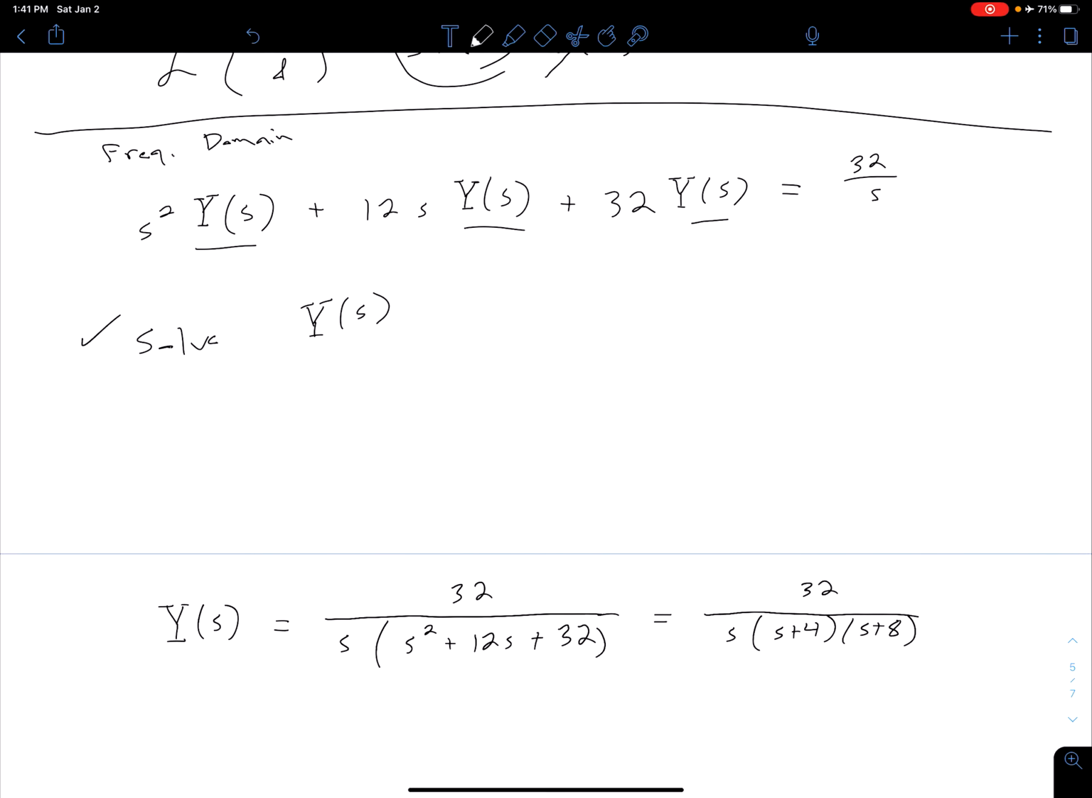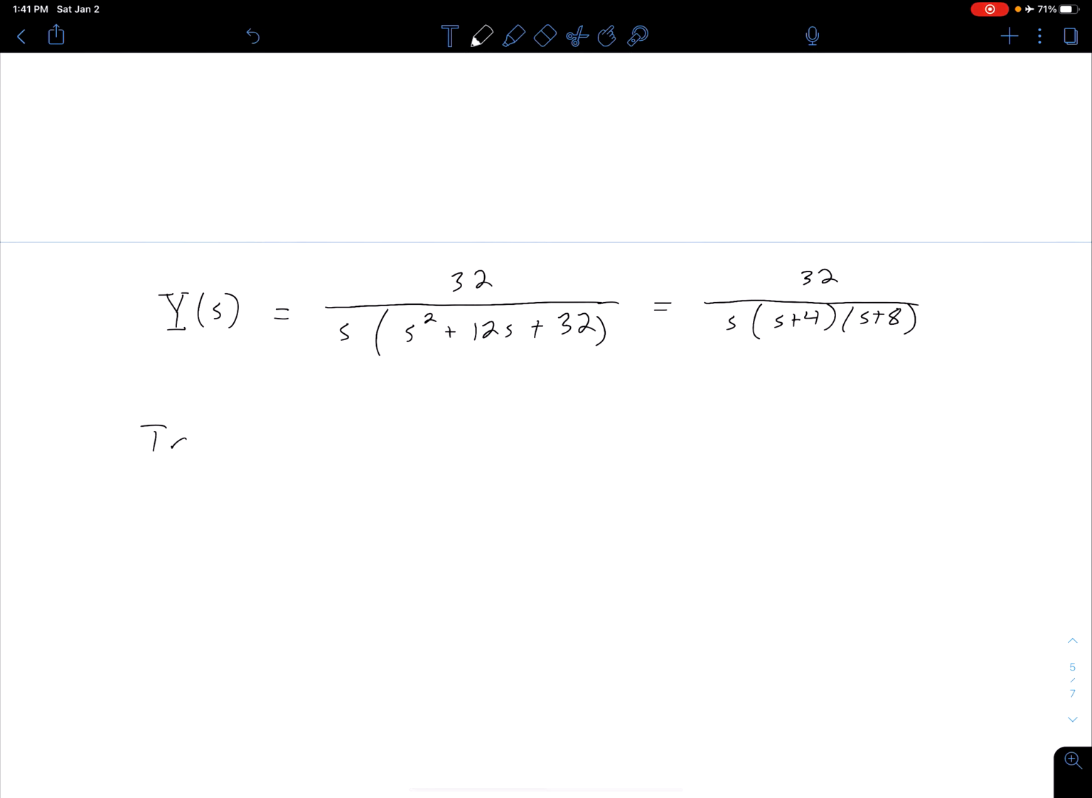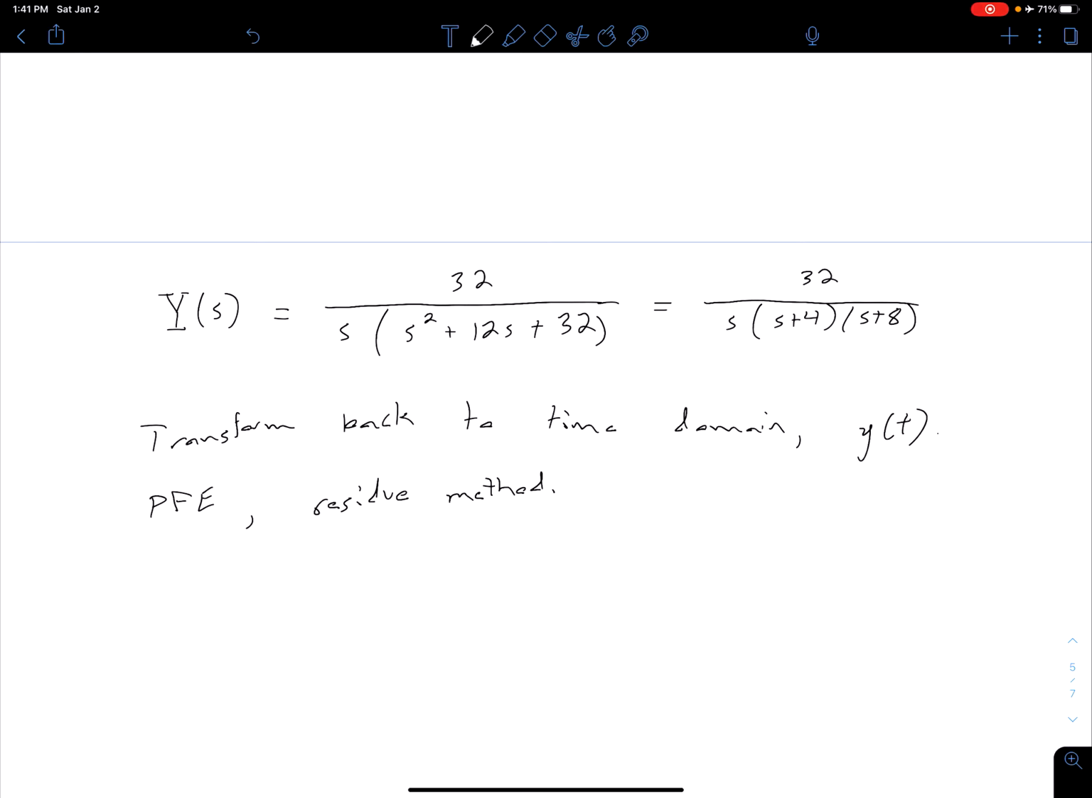So now what we want to do is we want to transform, so let me write this down here. We want to transform back to our time domain. That is, we want our y of t. And so remember, we had said in our previous video, we're going to do that with something called partial fraction expansion. And so in particular, we're going to look at something called the residue method. There are other methods to do this, but this is the one that I'm going to focus on in the examples and any homework or test we have.